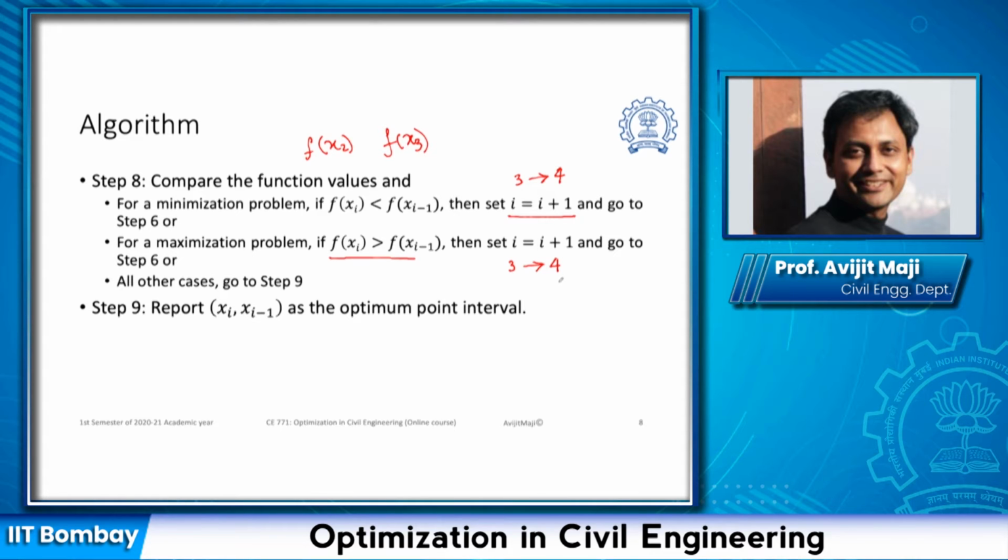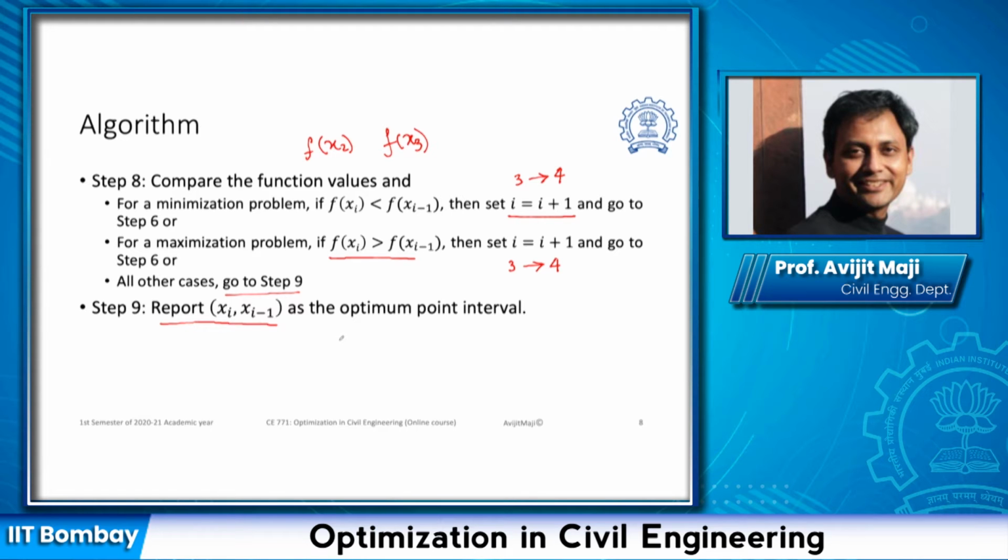If none of this happens, we have reached to a point where the function value is again going opposite to the optimum point. So which means we have reasonably come closer to the optimum point, and hence we can stop there. For that reason, we are saying go to step 9. In step 9, we are reporting the present point and the previous point as the bracketing point of the optimum value, and using this we'll take it forward for further refinement in the other methods which we'll discuss later.